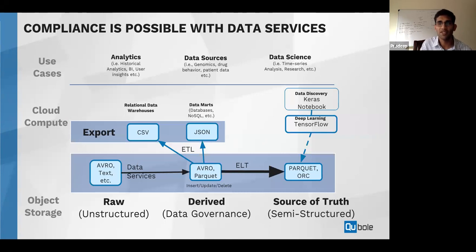Towards the end of this session, we'll take you on a tour of how we enable this workflow and provide an example case study of drug discovery through deep learning and a Keras notebook. Again, Keras is deep learning. So we'll be demonstrating this workflow towards the end of this session.